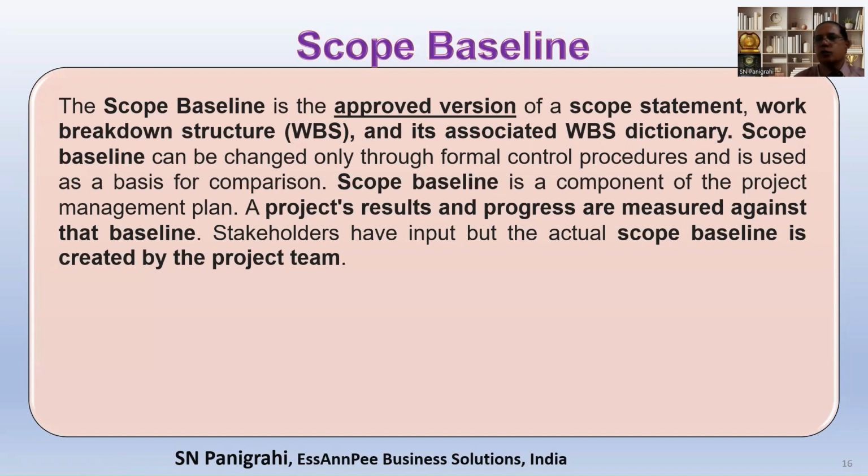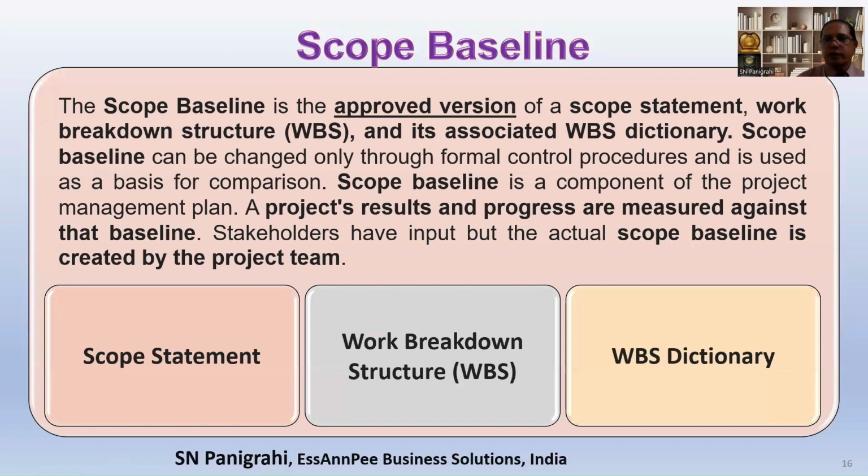So the scope baseline consists of three elements: the scope statement, the work breakdown structure, and the WBS dictionary. Collectively, these three we call the baseline. Okay.